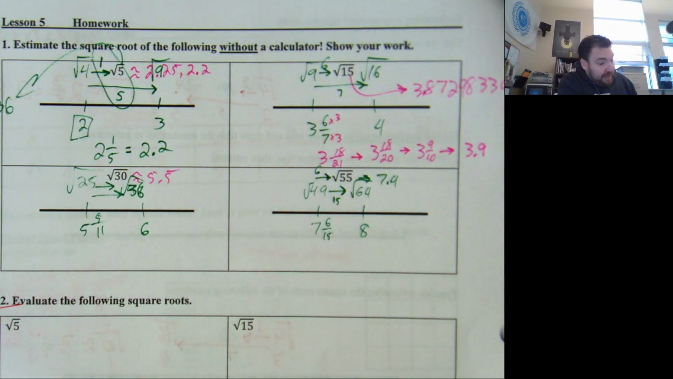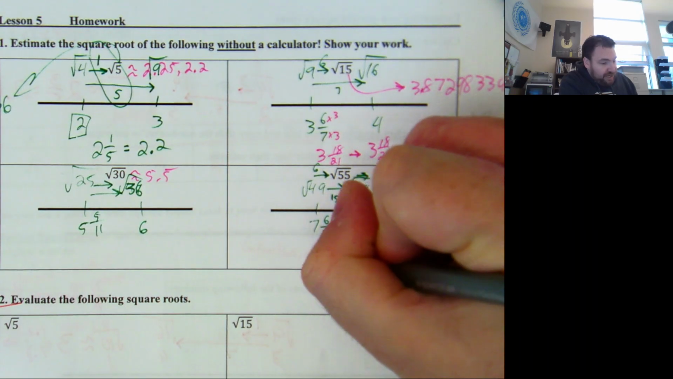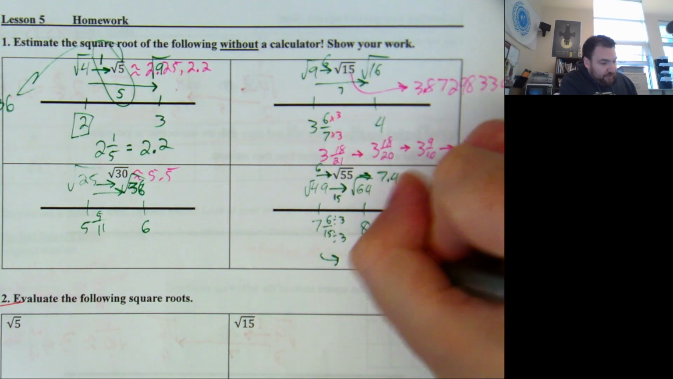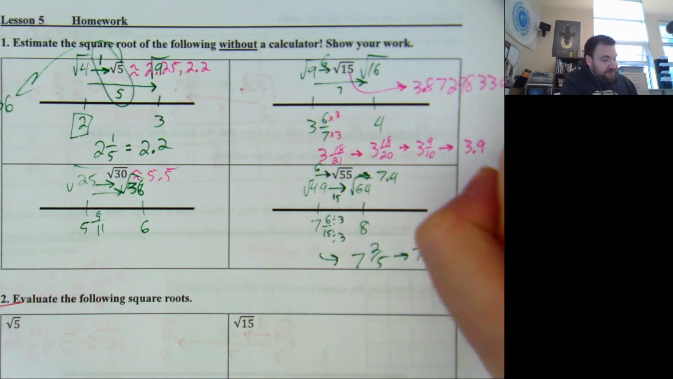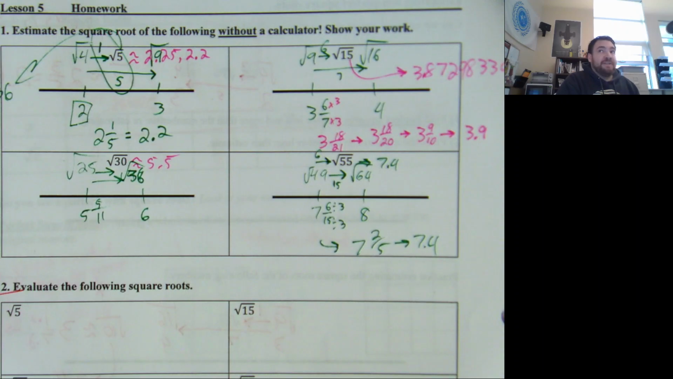Ooh, yeah. You betcha. Which gave you 7 and 2 over 5, which was 7.4. That's great. That is a great estimate.